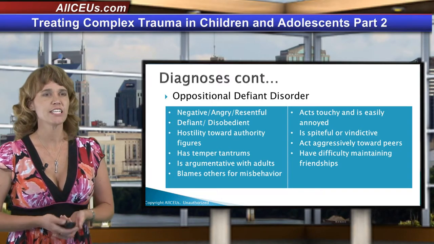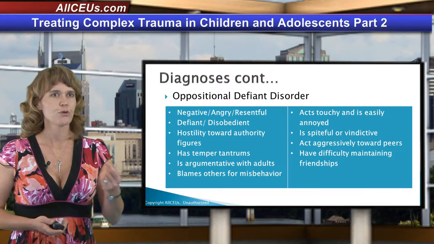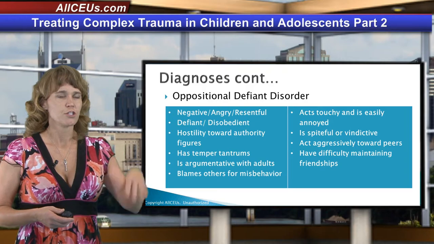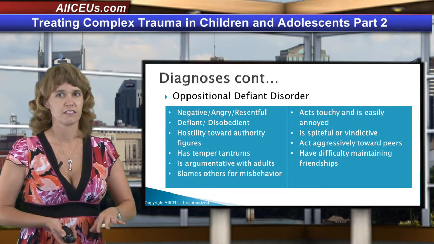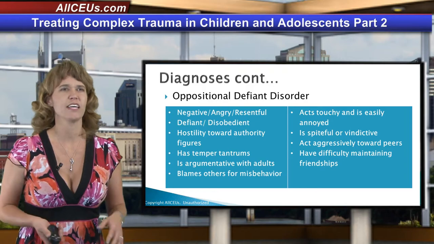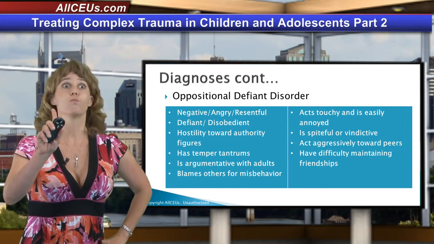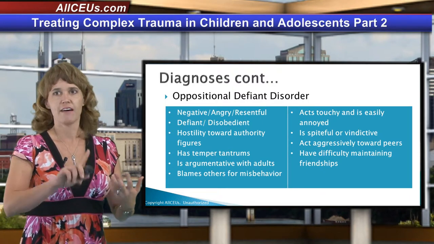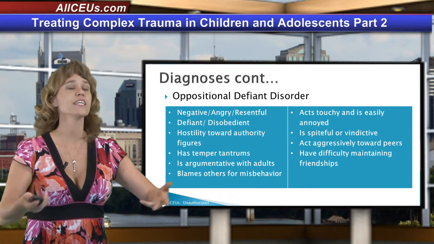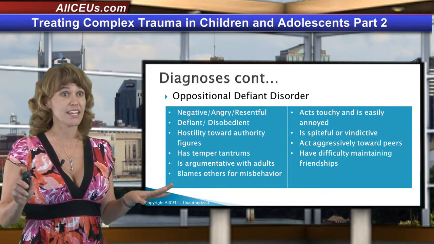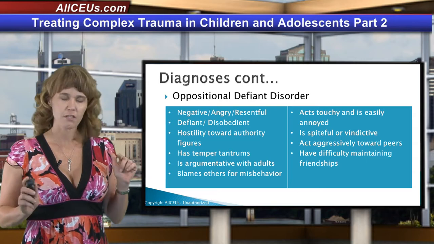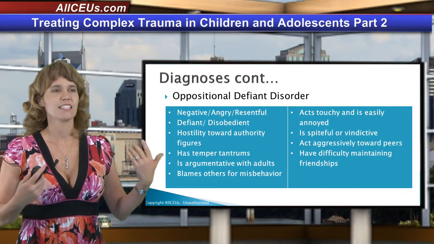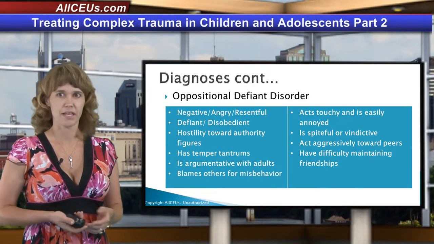Acts touchy and easily annoyed. These are people who are highly reactive. Give them something to do to reduce that reactivity. If they're touchy and easily annoyed and people say something and they're just like, oh, have them count to 10, have them say the serenity prayer, whatever it is. Give them about 30 seconds to keep their mouth closed until they can get out of that adrenaline fog and say something appropriate or not say something.